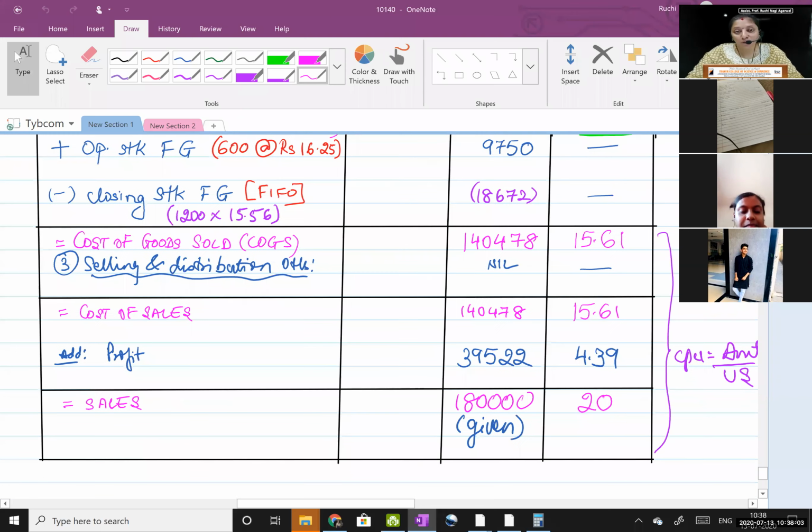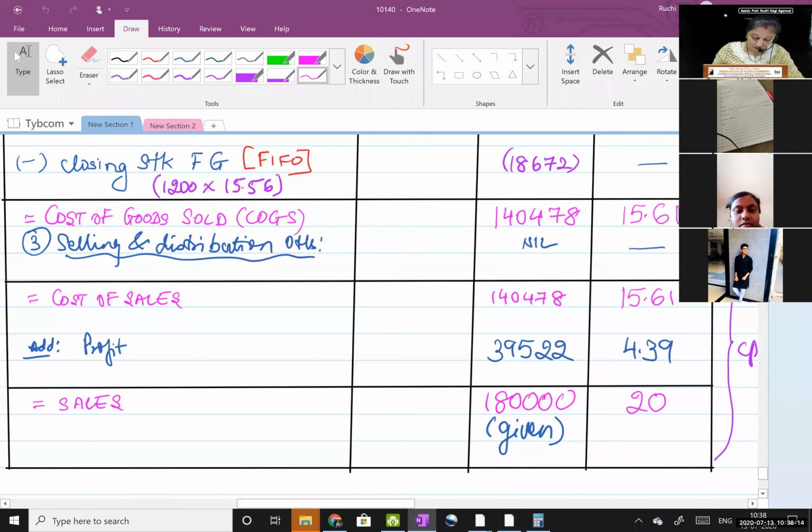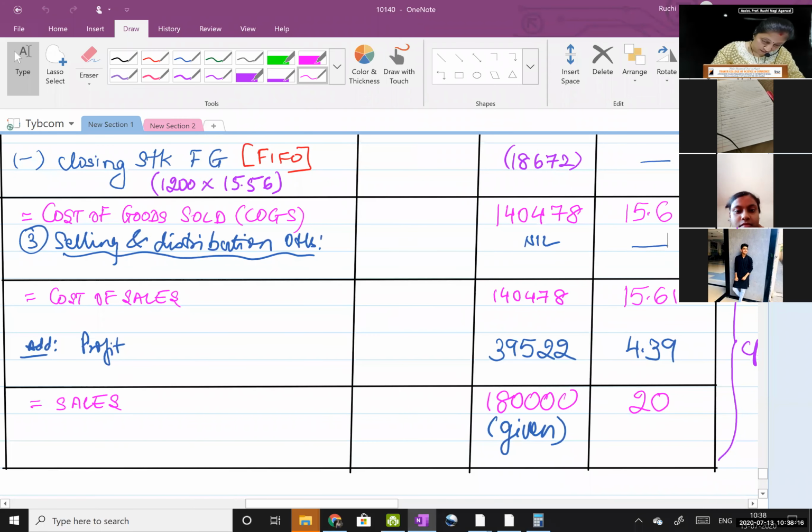Okay. The profit part is also clear. How do you get that? Sales was given to us, 1,80,000. Cost of sales is my total cost, this part. This is the total cost.